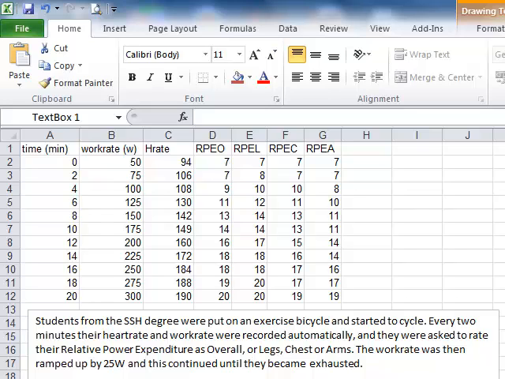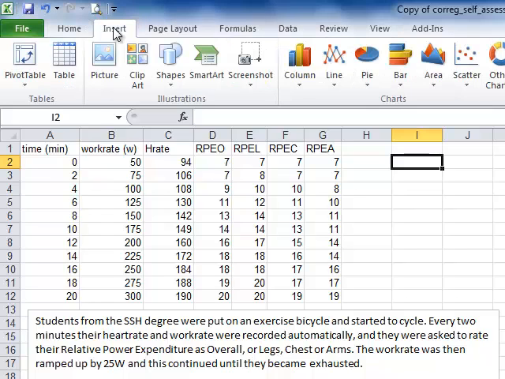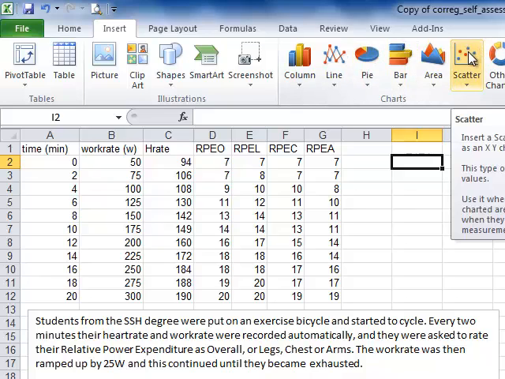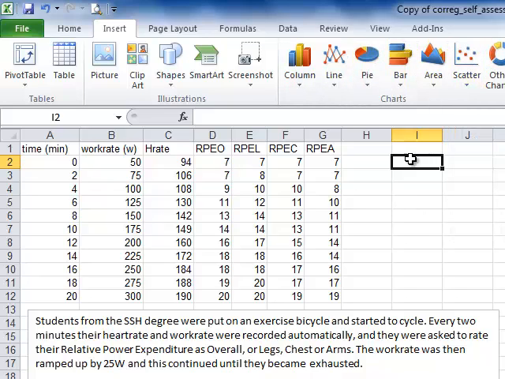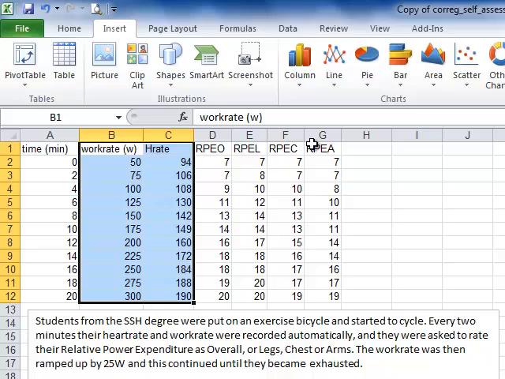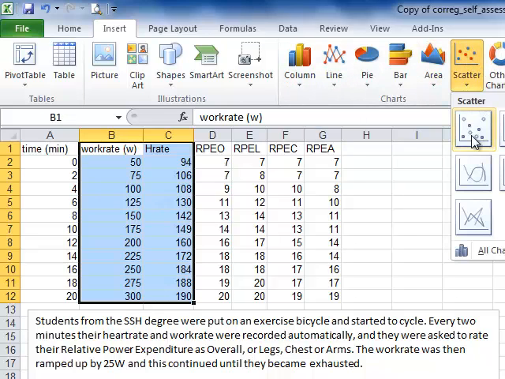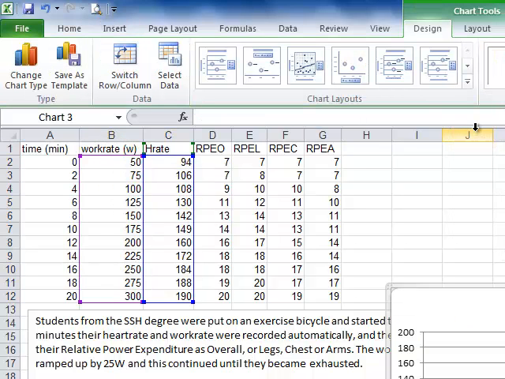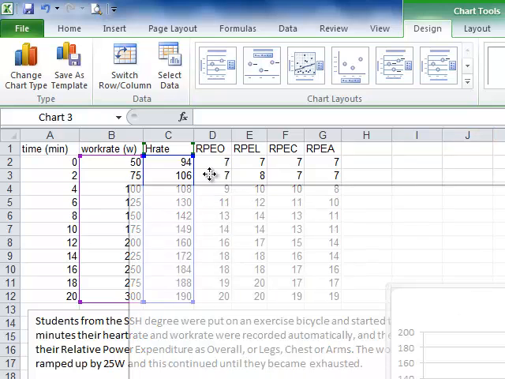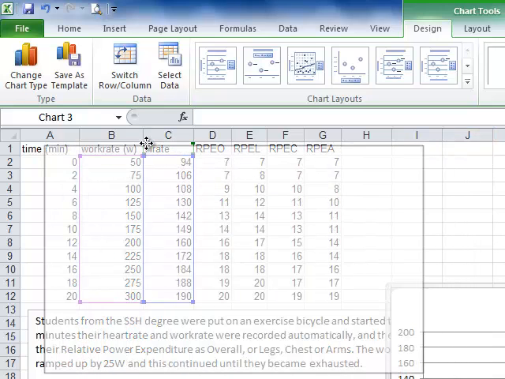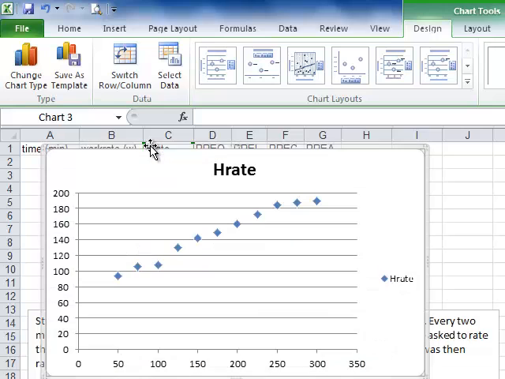In order to do this, I'm going to insert a graph. I'll go to Insert. I'll just choose my data first. Scatter. And there is my graph of heart rate over work rate.